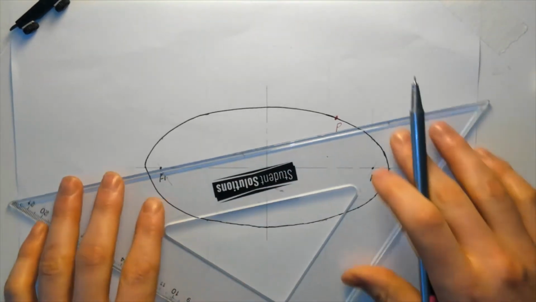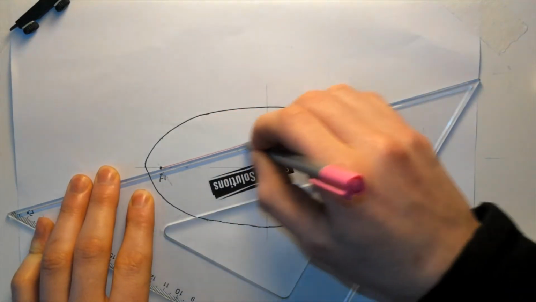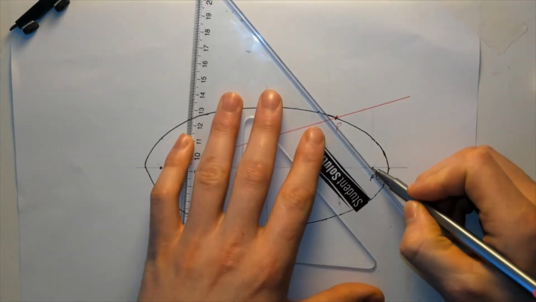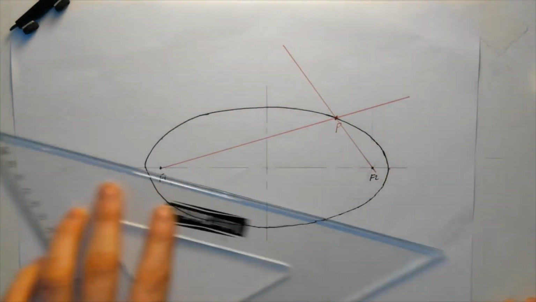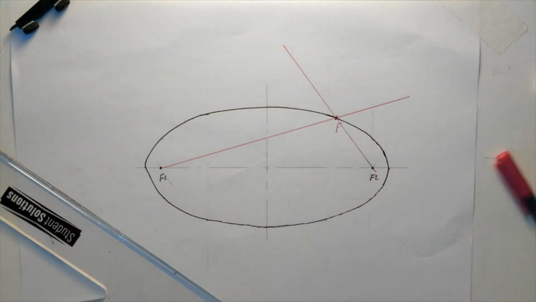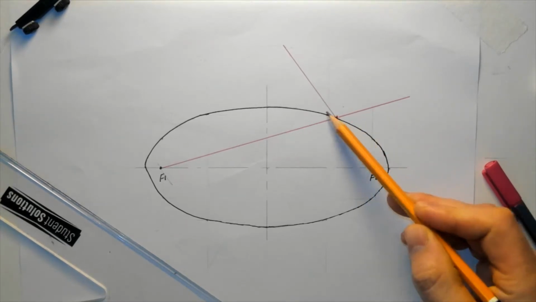your focal points to your point on the curve and extend them beyond. Just like that. Extend them beyond P. So then you can see you have four angles. You have these two opposite each other and these two opposite each other.